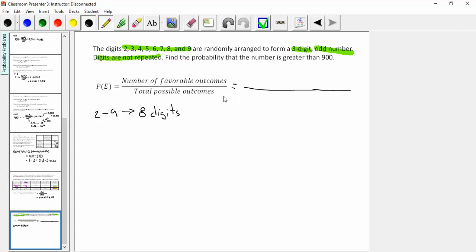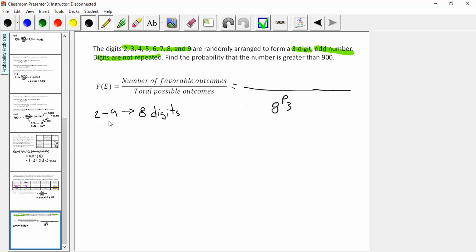And once again, we're forming 3-digit numbers. Is this like cards where order isn't important? Or is 762 different than 267? Yeah, order is important. Each of those two numbers I just stated are unique. So this time we're looking for permutations of the total number of outcomes. We have 8 digits. We're selecting 3 of them. That's our denominator. Now we got to work on our numerator.